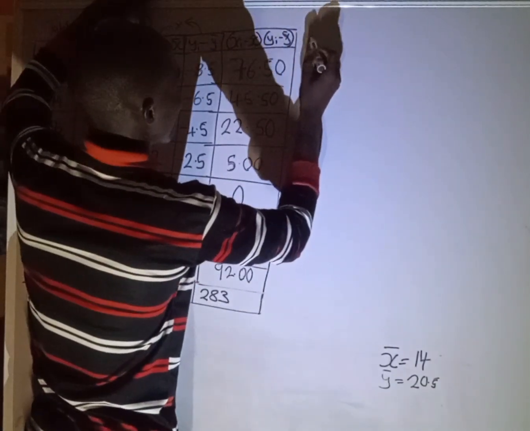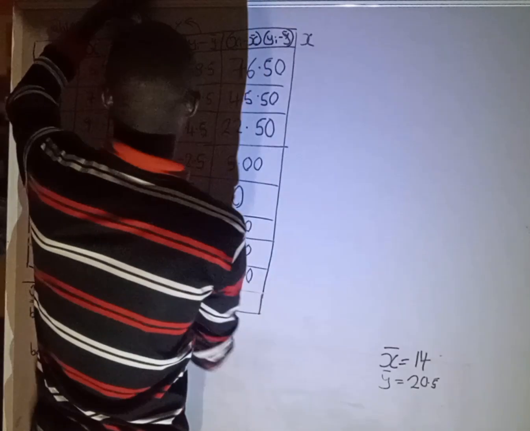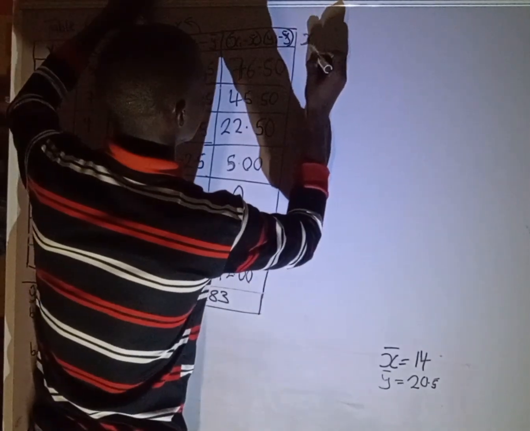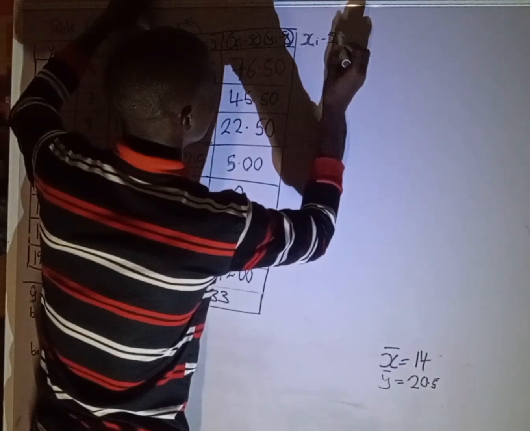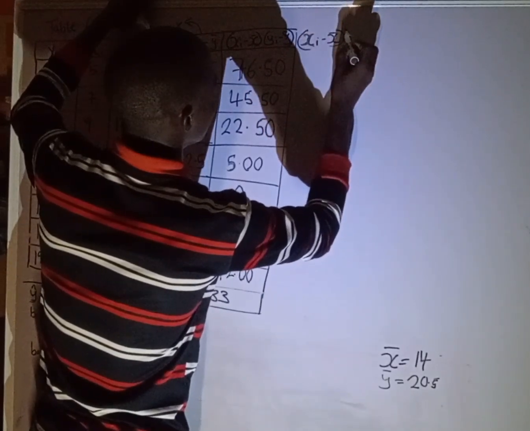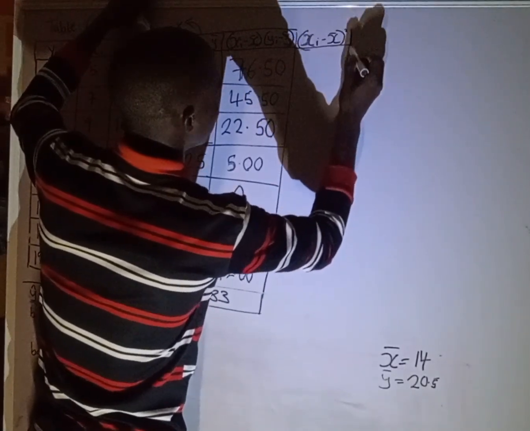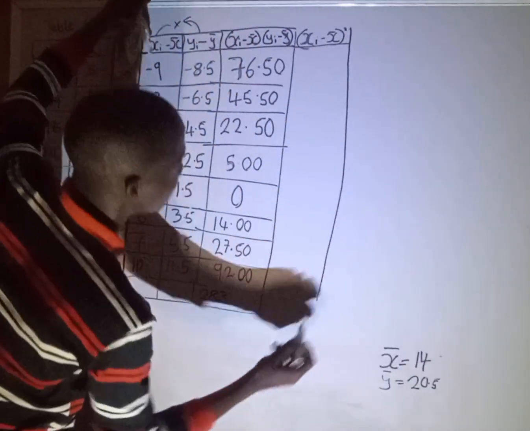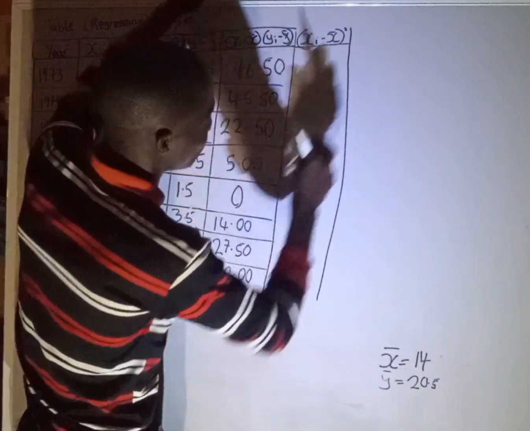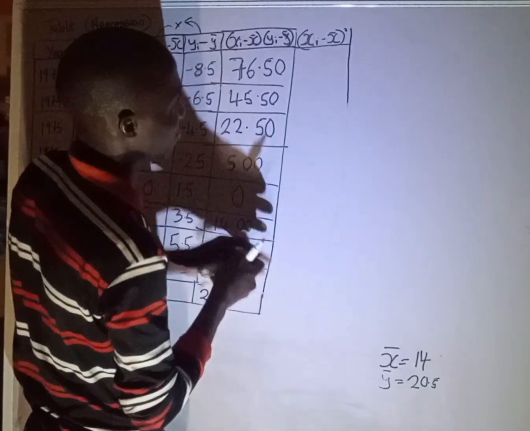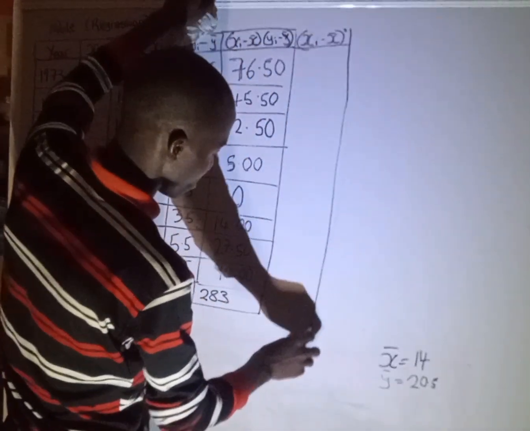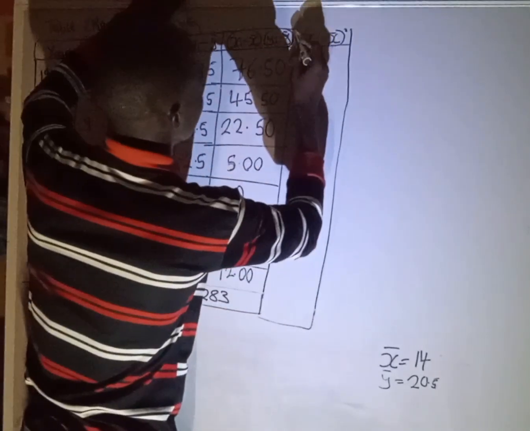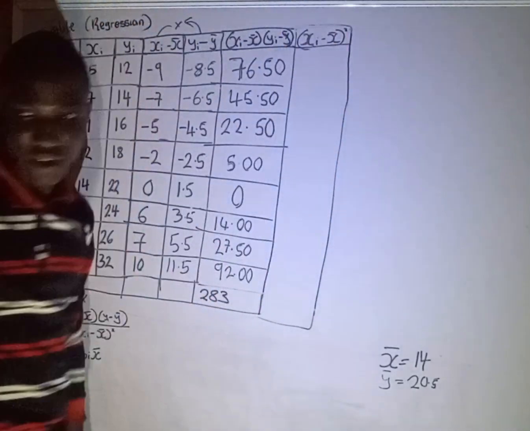That is xi minus the mean of x squared. Don't forget to put square. Xi minus the mean of x squared. Oh, sorry, I'm not that good at drawing. But I need something better. So I'm going to be having xi minus the mean of x squared.